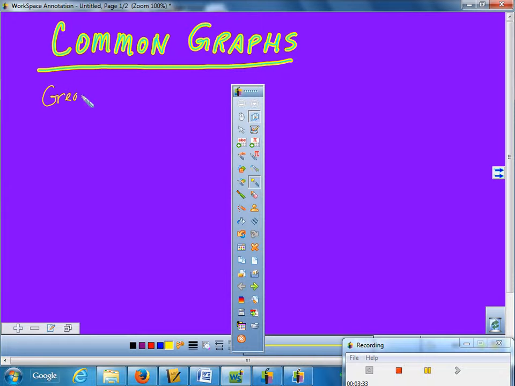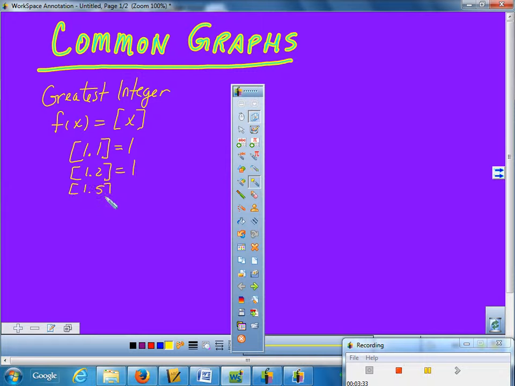Okay. Greatest integer, just to give you a reminder of why greatest integer does what it does, if you take a value and you put it in the greatest integer brackets, if I do the greatest integer of 1.1, it means it's going to take that back to the greatest integer value that's less than 1.1. What are the integers? Positive and negative whole numbers. So 1.1 would go back to 1. If I do 1.2, it goes back to 1. If I do 1.5, it goes back to 1. It always goes to the one lower than it.